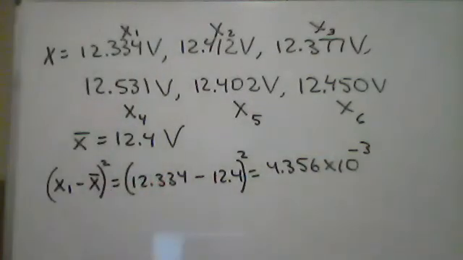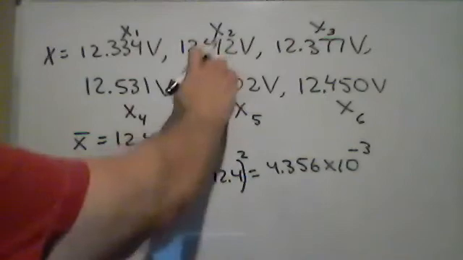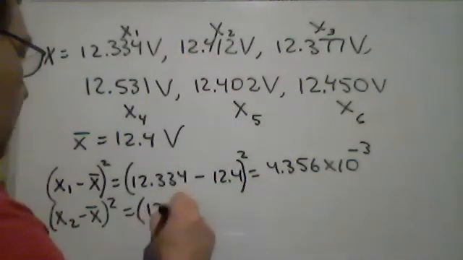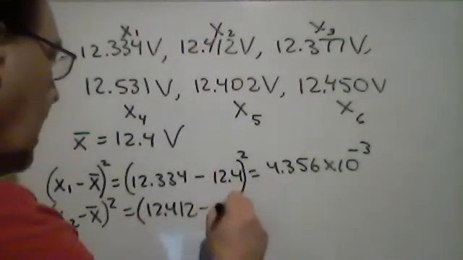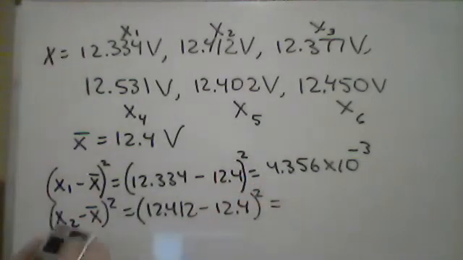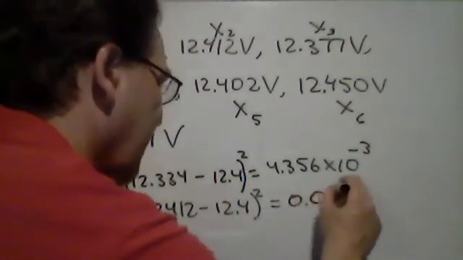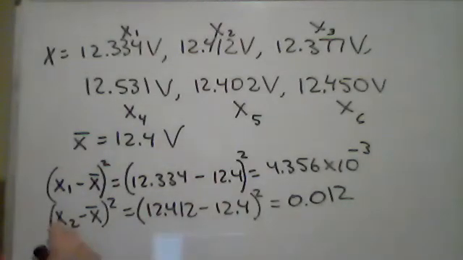Okay. All right. If I take x2 minus x bar, square it again. I'm taking the squares of the deviations. Take that data point, 12.412, minus the average, which is common to all the data. So again, 12.412 minus 12.4, I get 0.012. I can just look at this off. All right. So there you go.